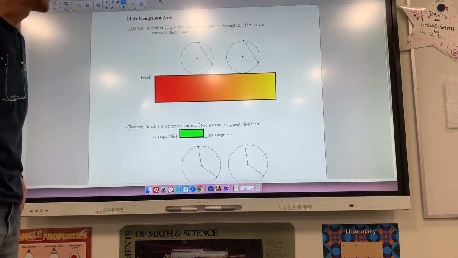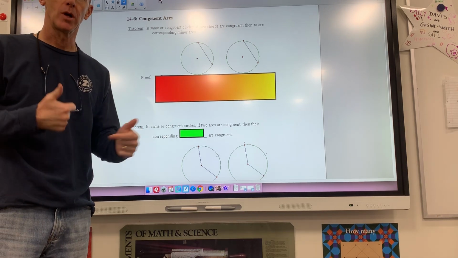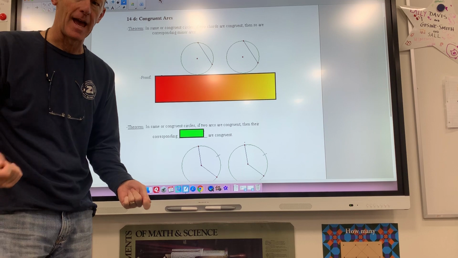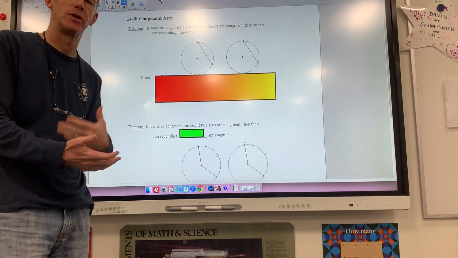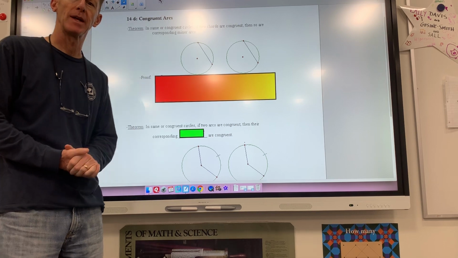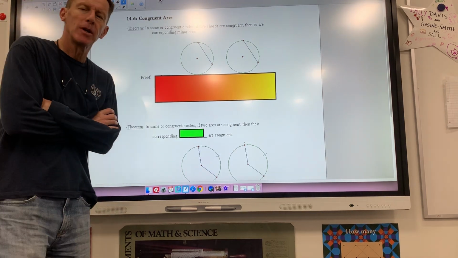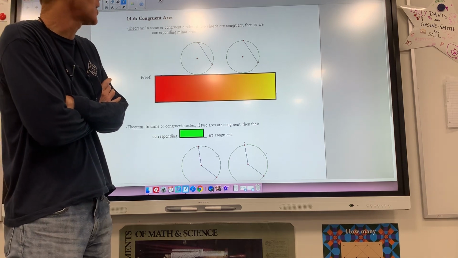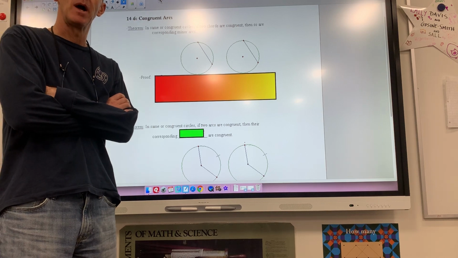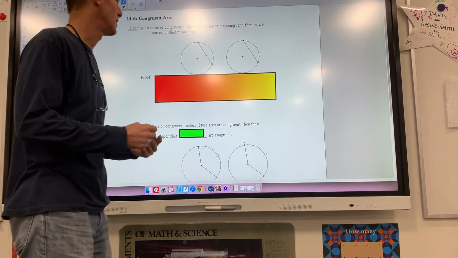Okay, so 14.6 is entitled Congruent Arcs. We have a number of theorems to go through. We'll go ahead and prove each of them, but again, remember, at the end of the day, what's important is that you're able to apply them and you know them. Fortunately, they all pretty much make sense. So let's go through it. First theorem: in the same or congruent circles, if two chords are congruent, then so are the corresponding minor arcs. Well, how would we go about proving this?